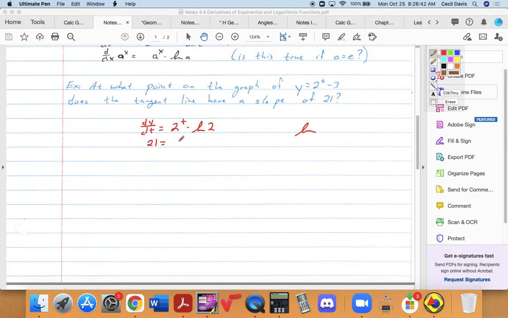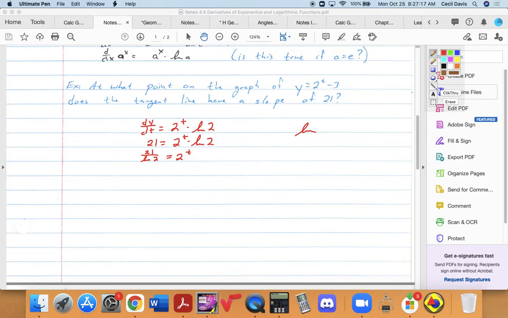So 21 is equal to 2 to the t times the natural log of 2. Again, a pre-cal question. How can we solve that for t? Divide 21 by ln 2. Yes. So 21 over the natural log of 2 equals 2 to the t. So that means log base 2.